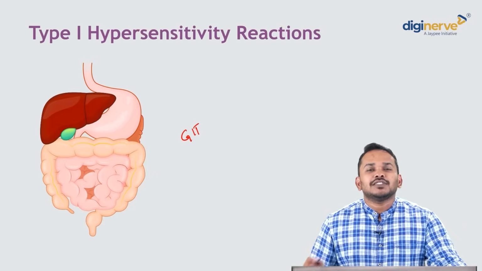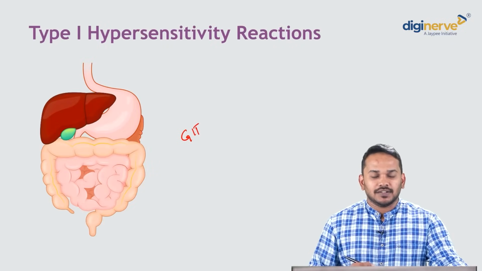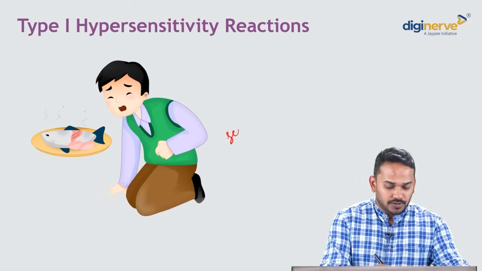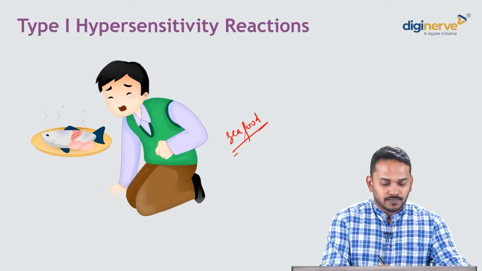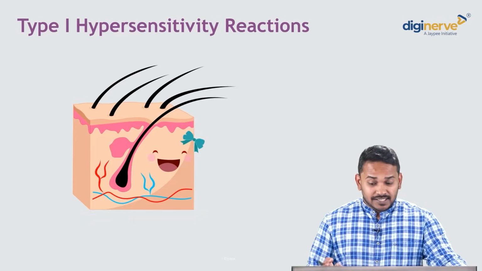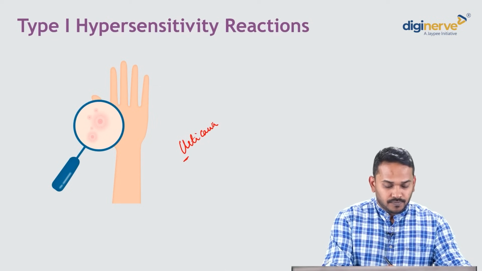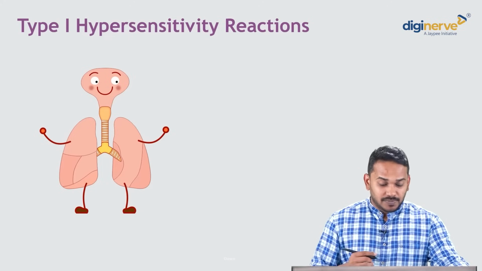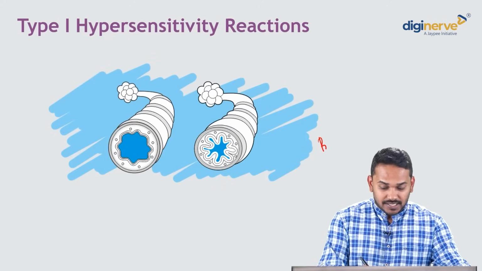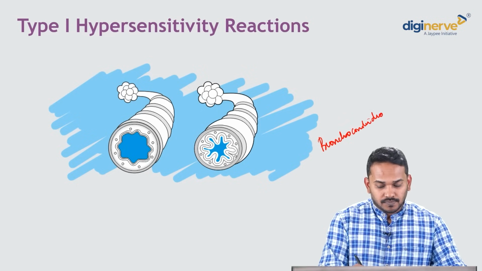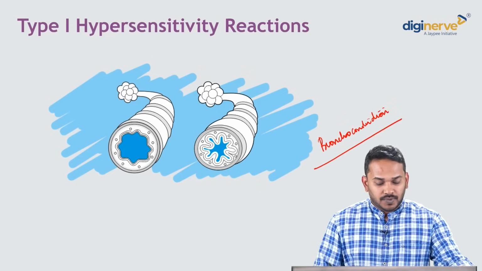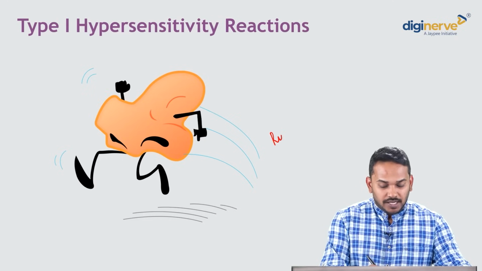So, this will produce the hypersensitivity reaction. This is usually seen in the gastrointestinal tract, where the person develops allergic response to various types of food like seafood. It can also be seen in the skin as urticaria. It can manifest in the respiratory system as bronchoconstriction. It can also manifest as running nose.